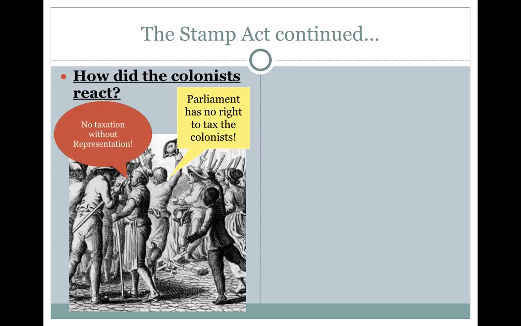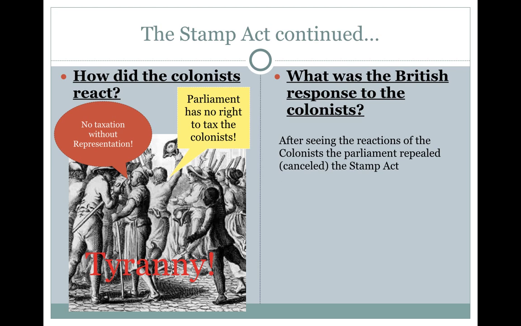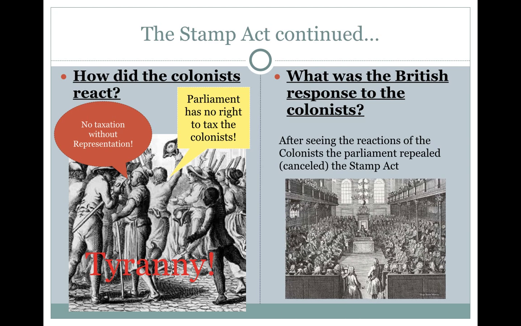Okay? No taxation without representation. They were upset because they didn't have a say in it. Okay? That's what that means, that they shouldn't be taxed unless they have a vote on a particular law. Okay, so that's what no taxation without representation means. And of course, this word again, tyranny, unjust use of power. What was the response? After seeing the reactions of the colonists, Parliament repealed, a word you need to know, or canceled. That's really what repealed means. So they basically canceled the Stamp Act because the colonists were so upset. And really, that's what we're talking about here. So there you have the Stamp Act. That was the second thing.